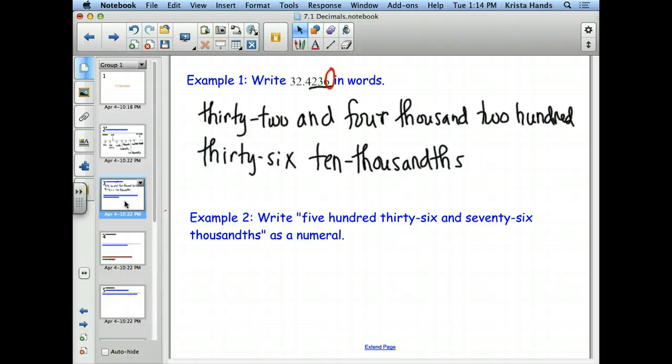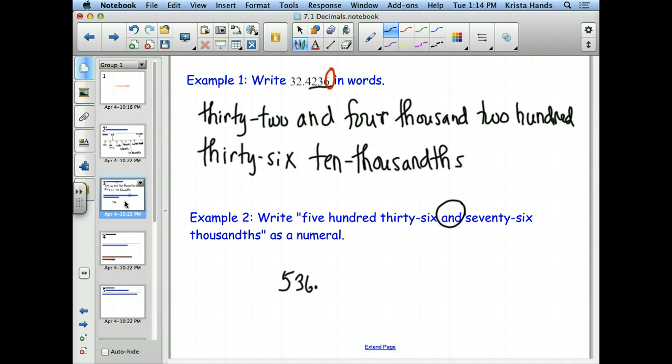All right. We're going to go the other direction now as well. We're going to take the language and rewrite that as a numeral. So in our wonderful notation, we get to look first for the "and" for our decimal point. So what's going to come before that? Right, 536. And what's going to come after that?